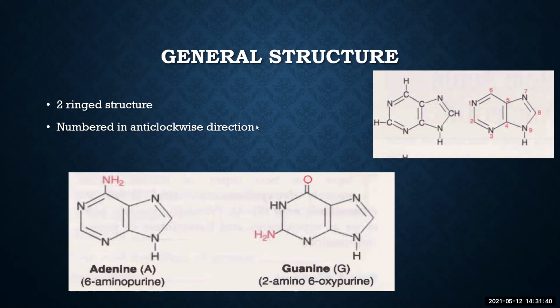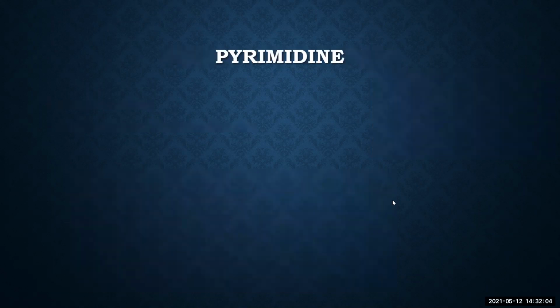The general structure of purine is a two-ring structure. It is numbered in anti-clockwise direction. On the left side here, you can see the general structure of adenine, which has an amino group at the sixth position, and guanine has two functional groups. One in the second position, that is the amino group. One in the sixth position, that is the oxy group. Okay, you have seen purine.